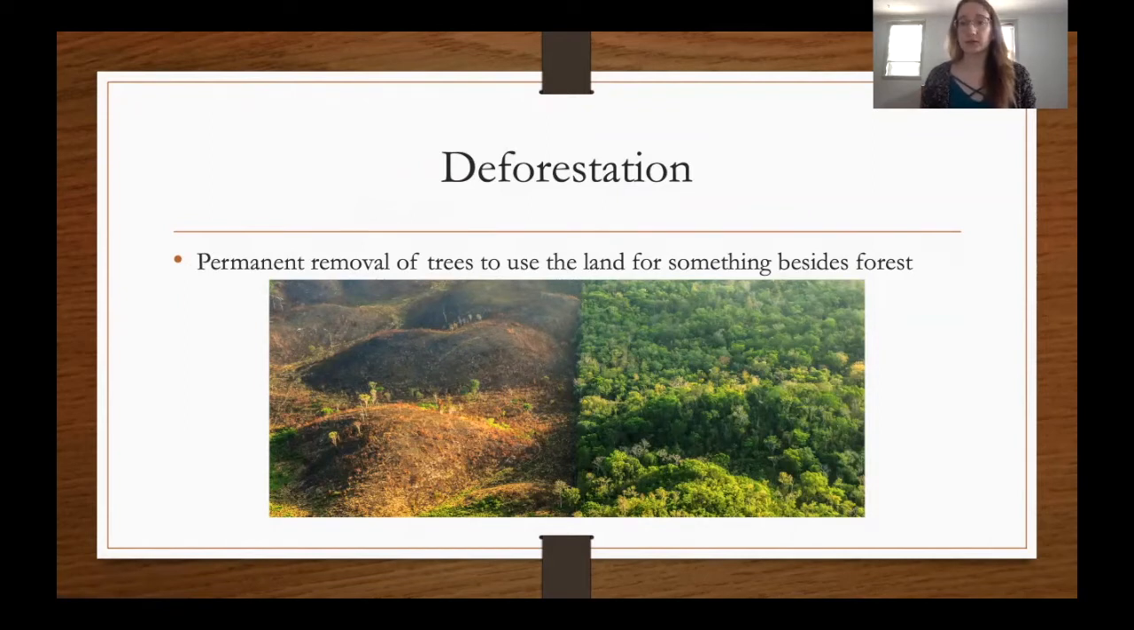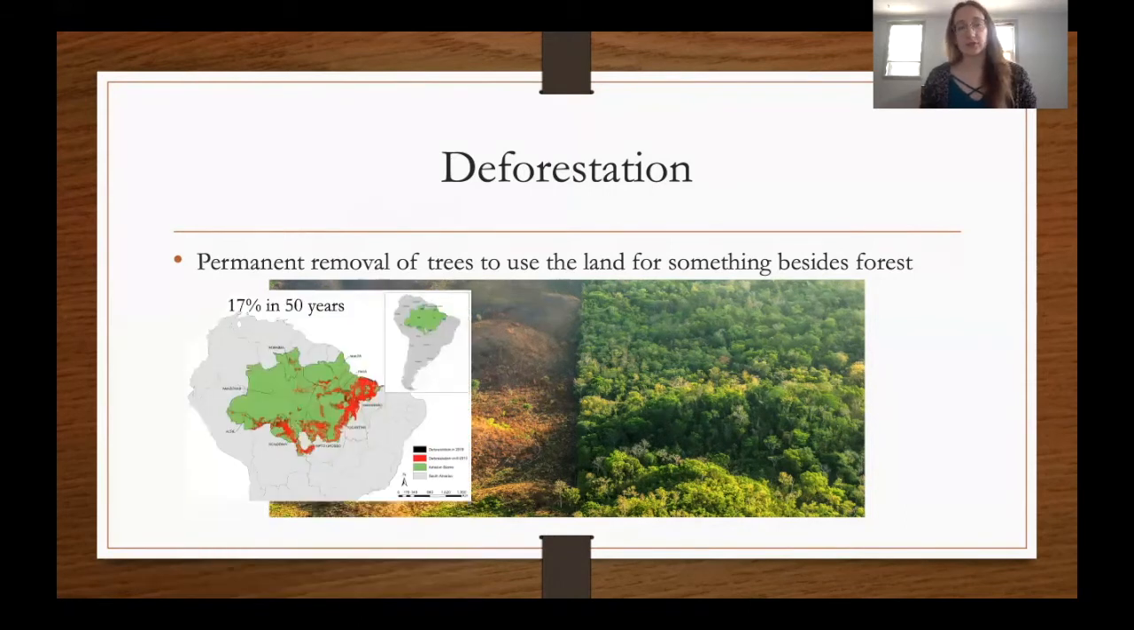Typically, this is done for agriculture, either cattle ranching or soybean farming, or something along those lines. Secondary uses are for housing developments or using the timber for fuel or construction. In the last 50 years, 17% of the Amazon rainforest has been destroyed due to deforestation.